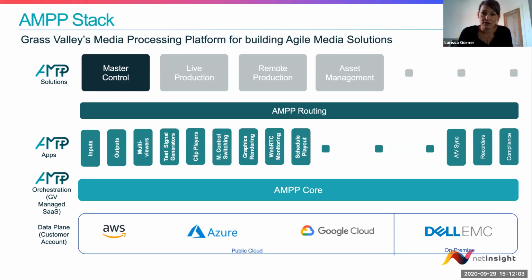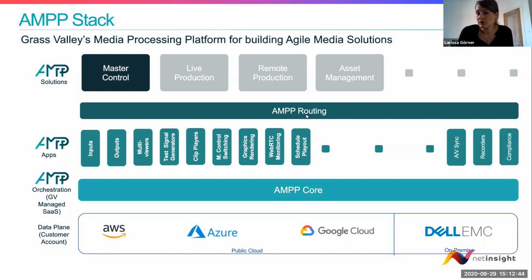So everything which is content related would be with the customers and can be where the customer would like it, either in the cloud, or on premise, or within an S3 bucket, whatever you would like. On top of that, we have our orchestration layer, which is the GV managed SaaS, the AMP core. This AMP core enables you to spin applications up and down. If you want a live production or a master control production, you can say, I need 2 inputs, a switcher, a multi-viewer, and then I need something to stream it out. You can create that in a couple of minutes. And then on top of this, you have the AMP routing.